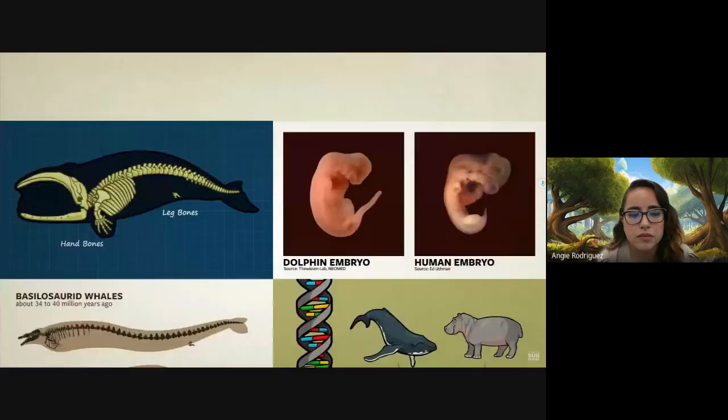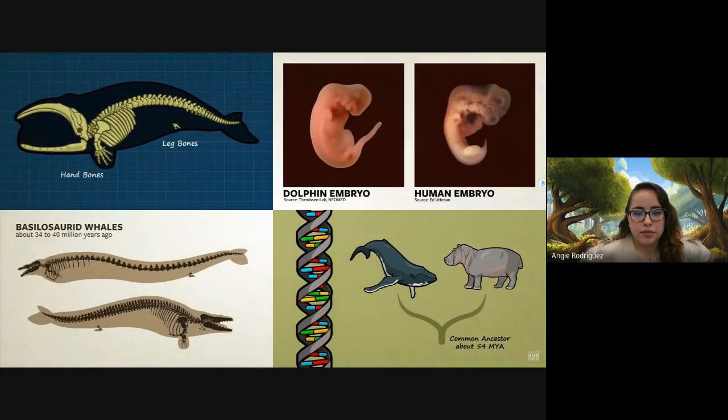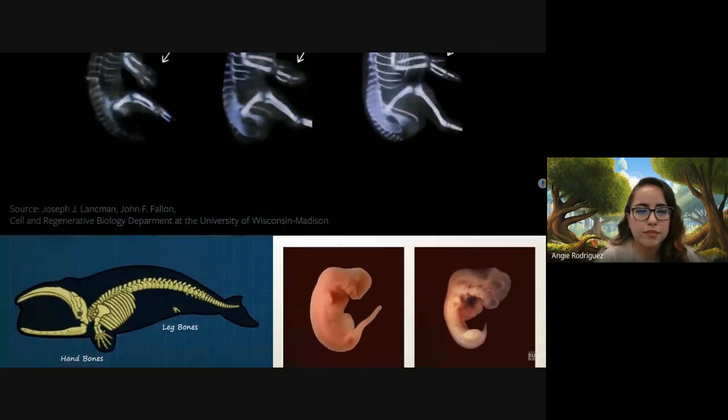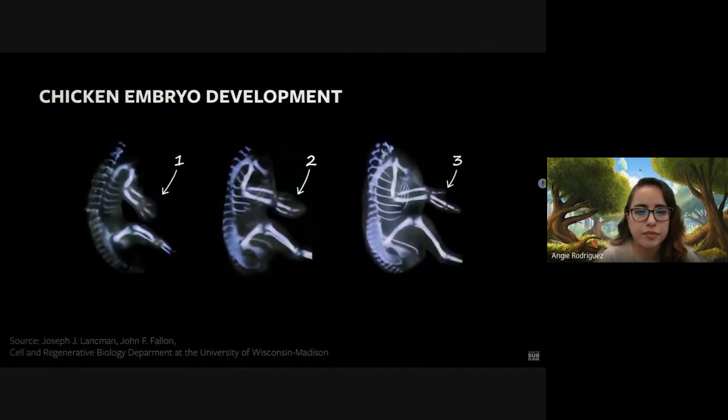So there you have it. Four independent lines of evidence all tell us the exact same story. Whales evolved from four-legged land mammals. But the history of whales is not the only evolutionary history that we've been able to work out.